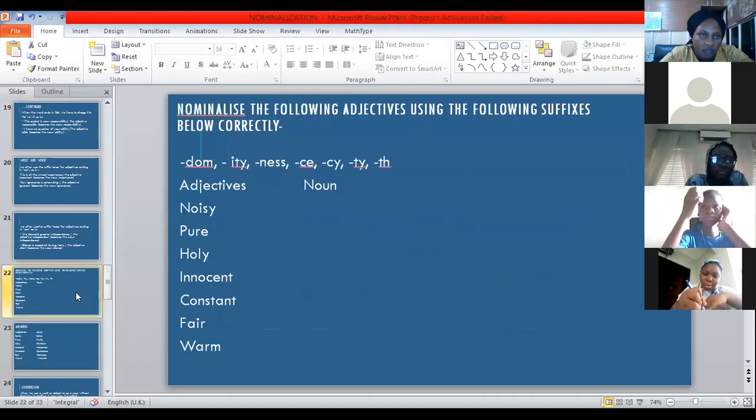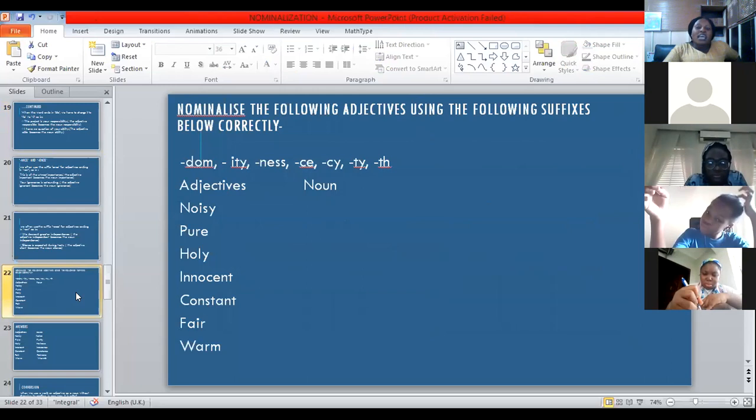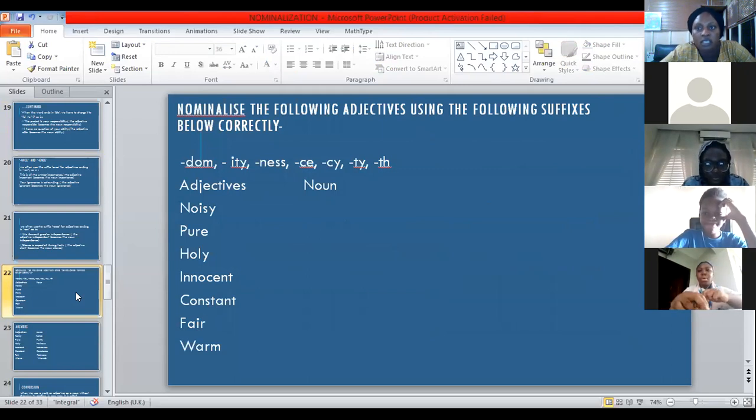Now let's move ahead. We have another activity before us. Nominalize the following adjectives using the suffixes below correctly. And I would really like us all to participate. Now, this is quite cheap if you look at it closely. What do we do here?